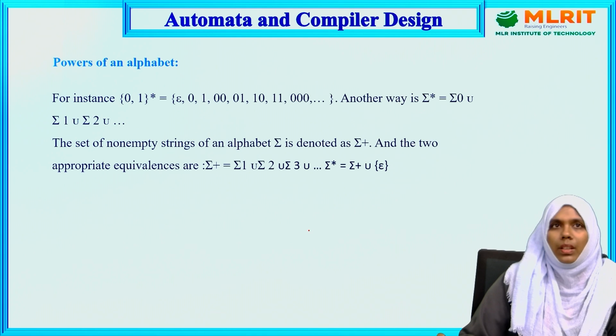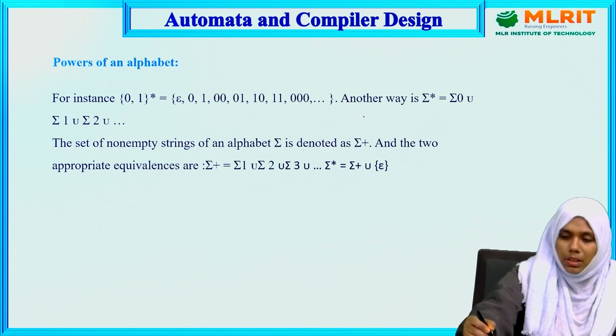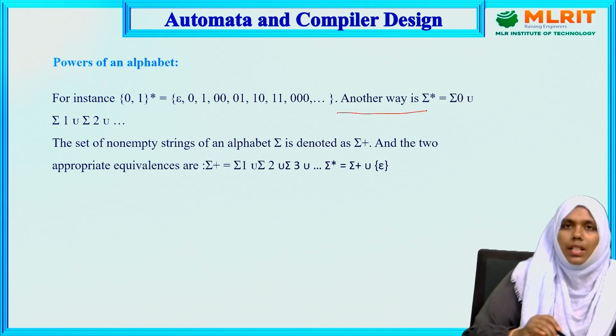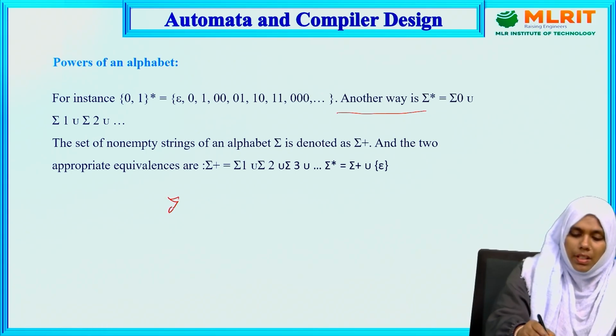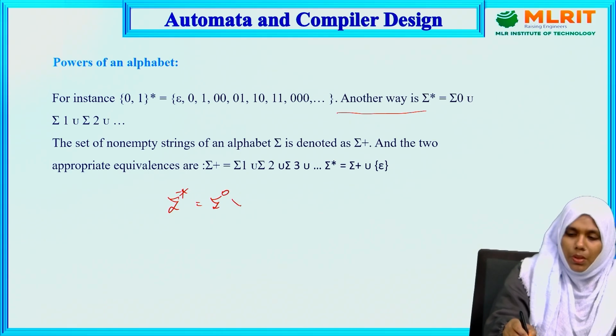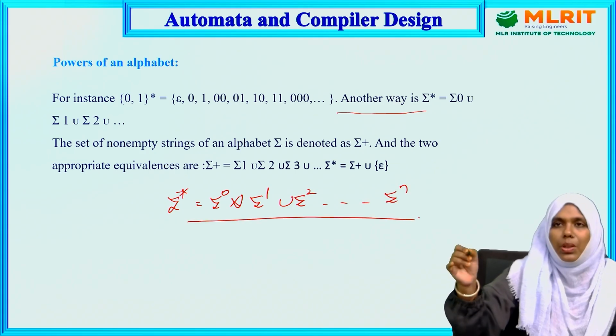Now, coming to one more thing, a continuation of that. If you want to represent summation star, that means it is a continuation. It is the closure property. Summation star means the union of summation 0, summation 1, summation 2, and so on up to summation n, because we don't know the length.